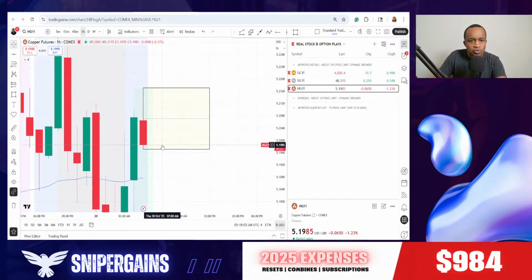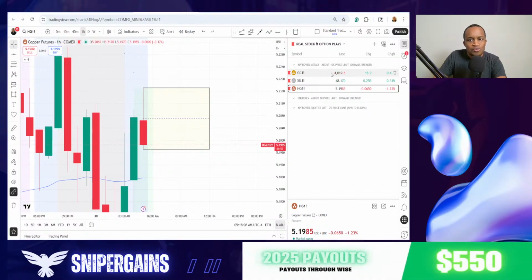Typically, I like it to close inside, but because of how gold is moving, if it gives me an opening, even a slight opening of a 5-minute fair value gap, I'll most likely take it right up.